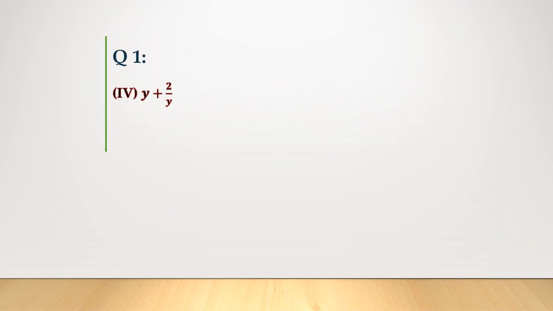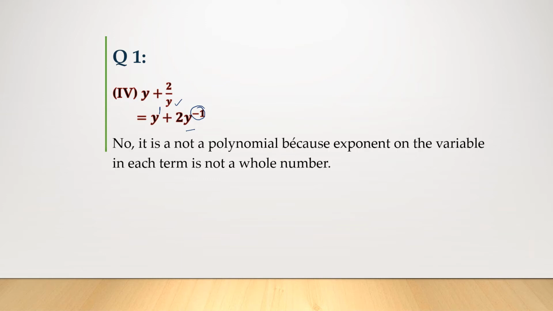Now the next part, y plus 2 upon y. Now let's change this into exponential form. Since the y here is in the denominator, we can write it like this. Now see the exponent on the variable. Here it is 1 and here it is minus 1, which is not a whole number. So any guess, will it be a polynomial? No, it is not a polynomial because exponent on the variable in each term is not a whole number.